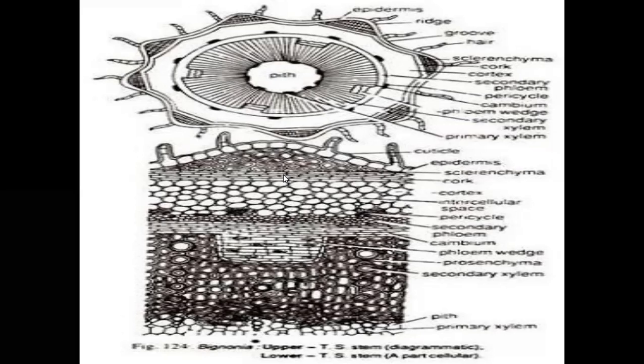Below the epidermis, cortex is present. Here the shoot TS shows ridges and furrows. Furrows are also called groove-like structures. Below the ridges, sclerenchymatous cortex is present. This is an important point. It gives additional mechanical support to the shoot.